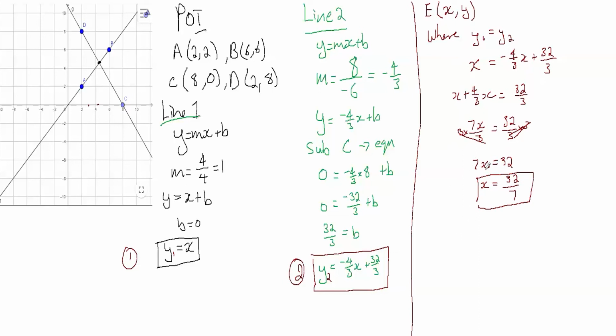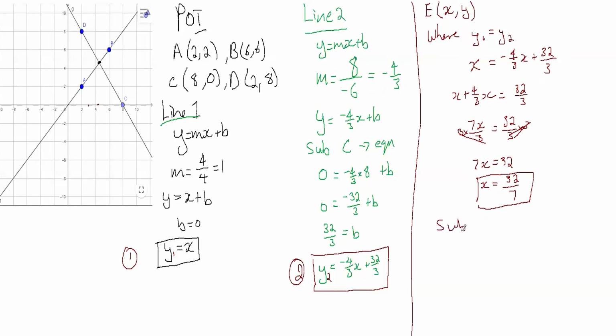So this is simultaneous equations, right? Now we just need to back sub into either of the equations, because given the x value, for either of the equations, the y value is going to be the same. So it doesn't matter which one we sub into. This one obviously is clearly more complicated, and this one's really, really simple. So we're just going to sub it into here. So if x is 32 on 7, then y equals 32 on 7 as well.